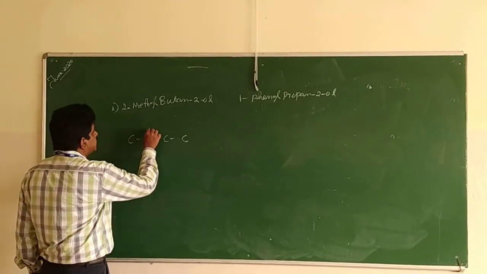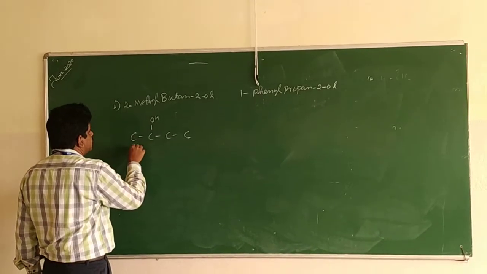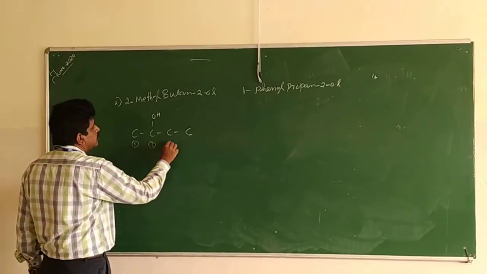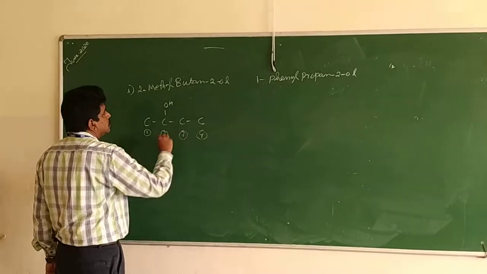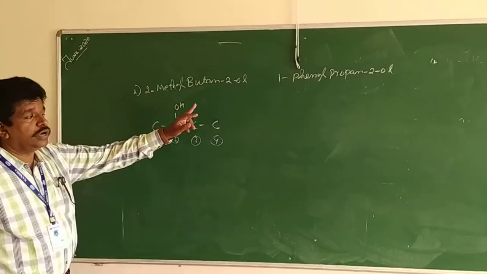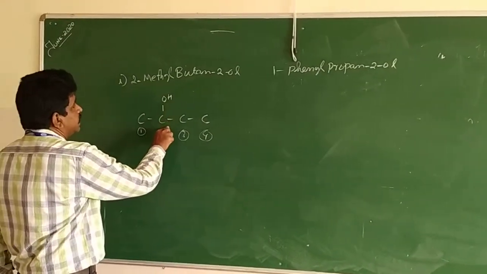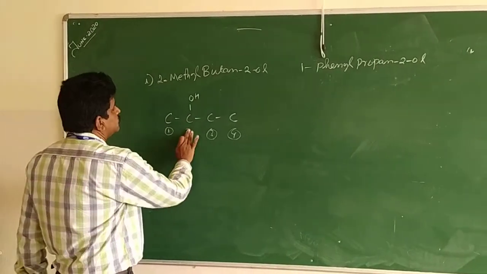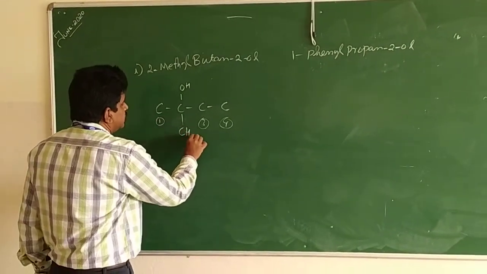Butane 2-ol means the OH group is on the second carbon atom. This is the first carbon atom, this is second, third, and fourth. So we write the OH group on the second carbon atom. 2-methyl means at the second place, another one, a methyl group.